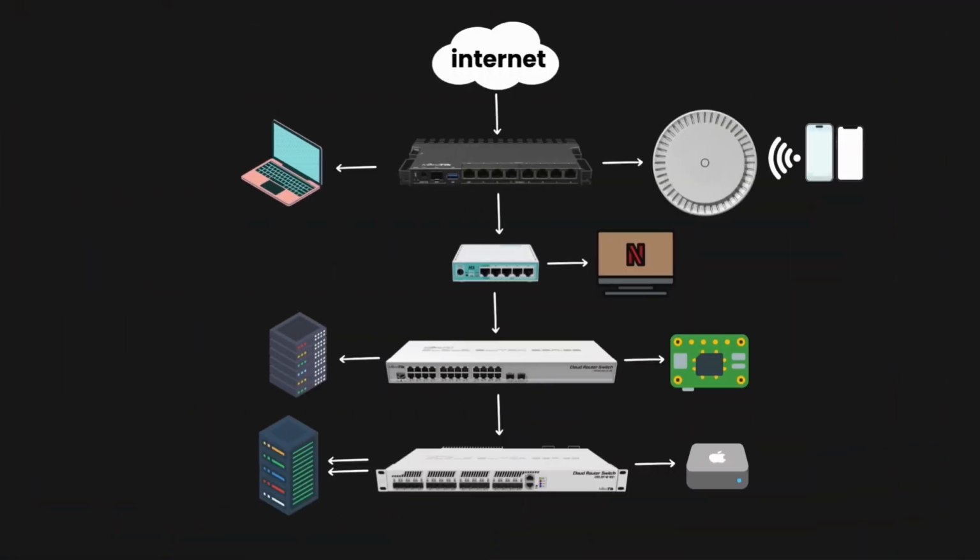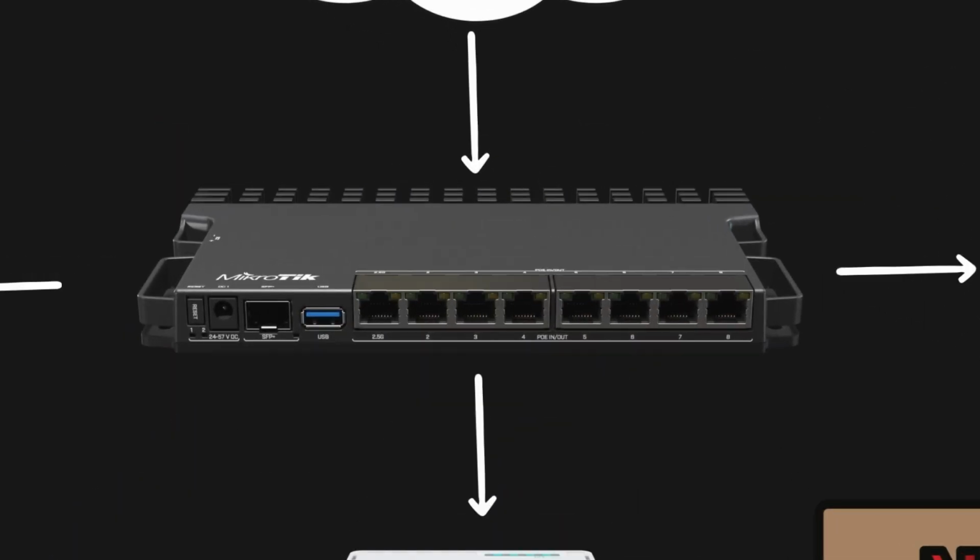Alright, let's start with the physical layout of my network. What devices am I actually running? Here you can see a high-level diagram of my topology. At the heart of everything is my Mikrotik RB5009. This is my main router and firewall, and it also acts as my CAPsMAN server for Wi-Fi management. Honestly, this thing is a beast for a home router. You can even run containers on it.